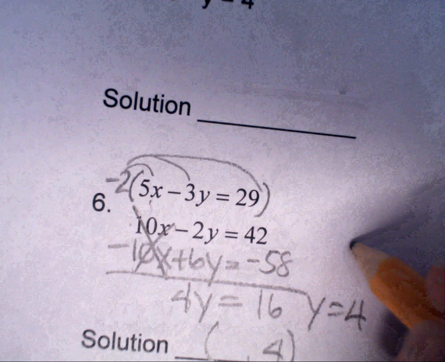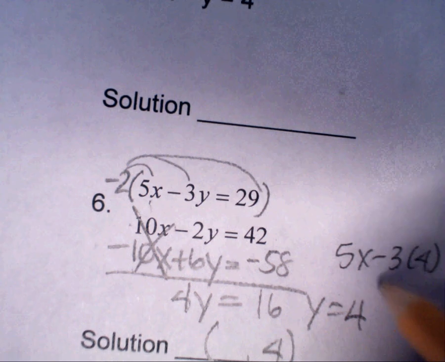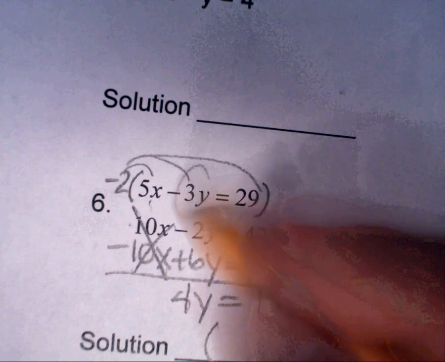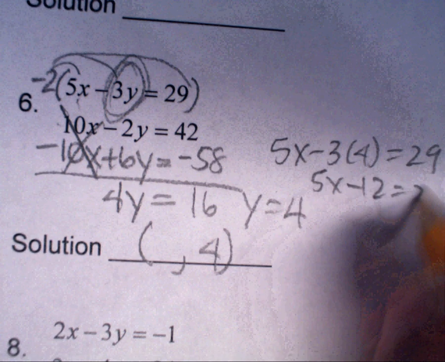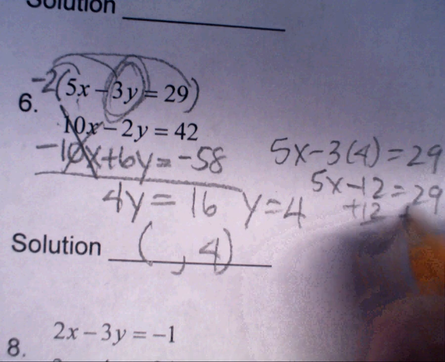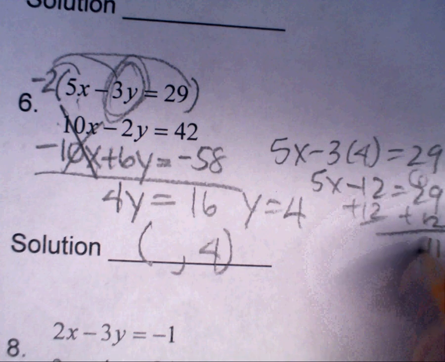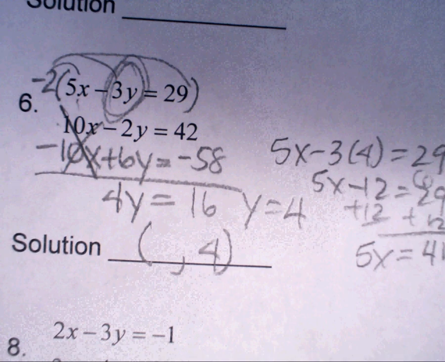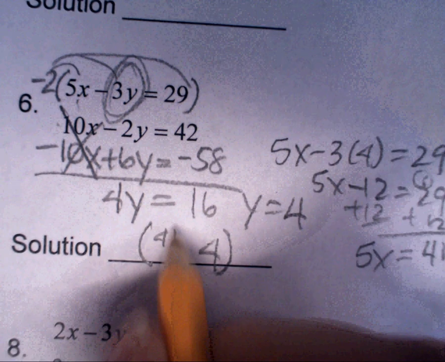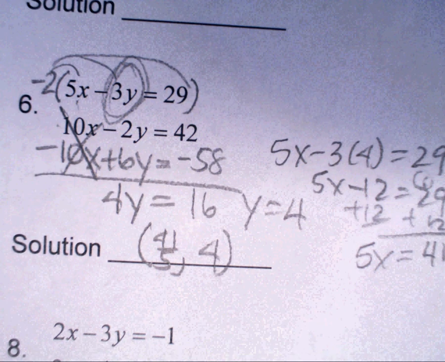So, right, plug it in here. 5x minus, so I plugged it right here. 5x minus 12 equals 29. Add 12. Got a little funky answer here. 41 over 5? Seems really funky. Let me double check my work.